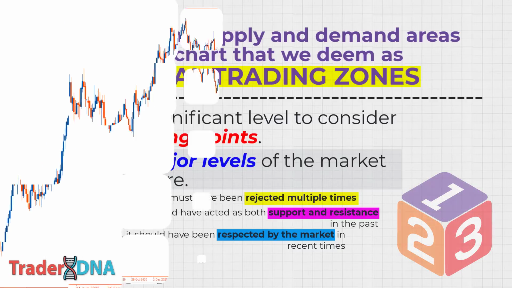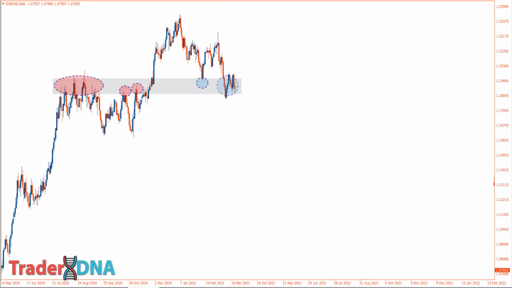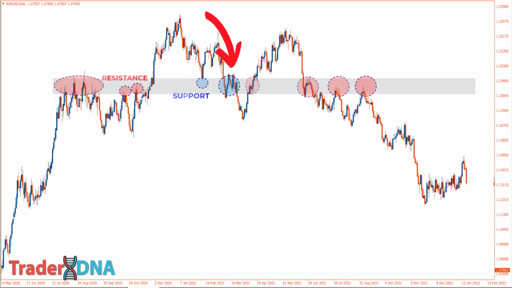Take a look at this daily chart. This particular level has been rejected multiple times, acted as both support and resistance, and has been recently respected. Now, when the price reaches this level, notice how many times the market has reacted to this level along the way. All we need to do is patiently wait for a suitable entry signal on a lower time frame to open a position. This strategy can significantly improve our chances of successful trading.